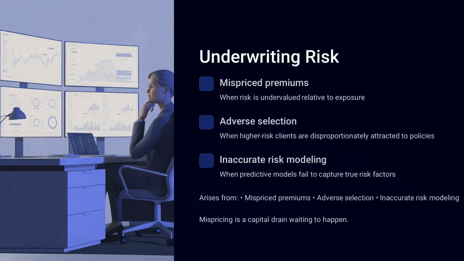Underwriting risk. This is the risk that premiums are set too low for the actual exposure. Maybe the insurer underestimates risk in a flood-prone zone, or fails to factor in rising repair costs, or accepts too many high-risk clients without appropriate premium loading. Adverse selection can also creep in, when higher-risk customers are more likely to buy the product, but pricing doesn't reflect it. Underwriting risk eats into capital fast. It's often a silent killer until losses start rolling in.